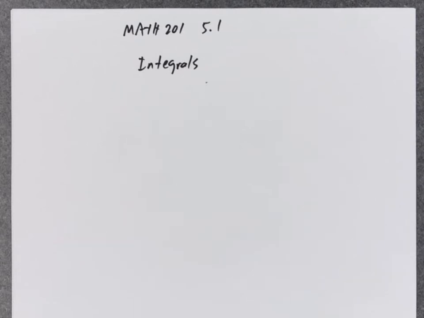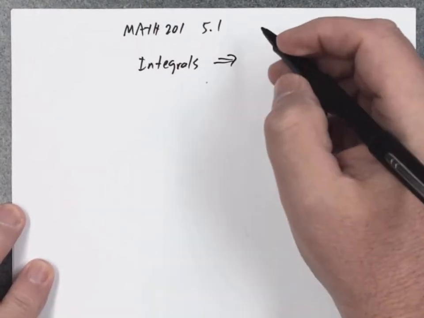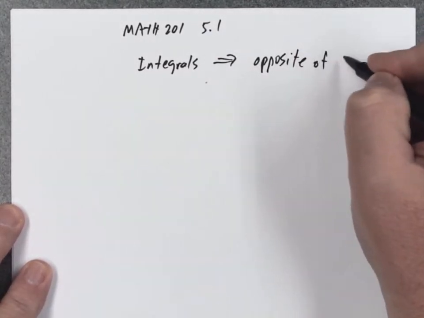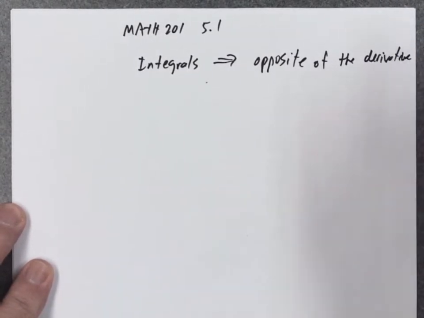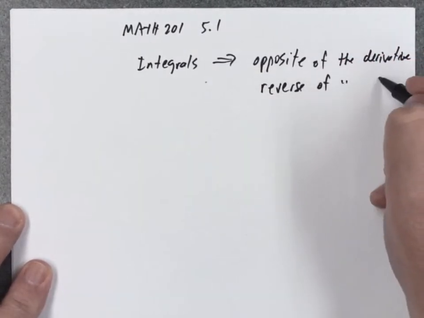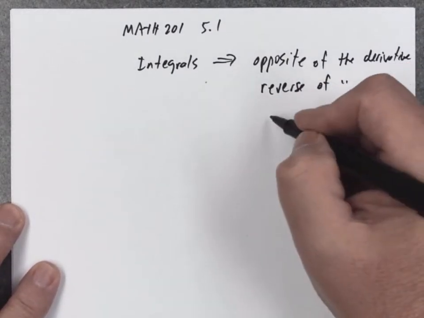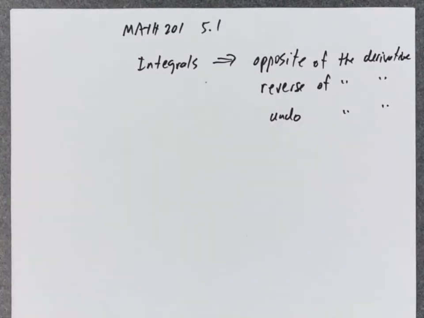So what is an integral? Actually, it's sort of like the opposite of the derivative. Or maybe you can say the reverse of the derivative. Or, you undo the derivative. Maybe in the mathematical sense, you could call them inverses. What does that mean? Here's what it means.